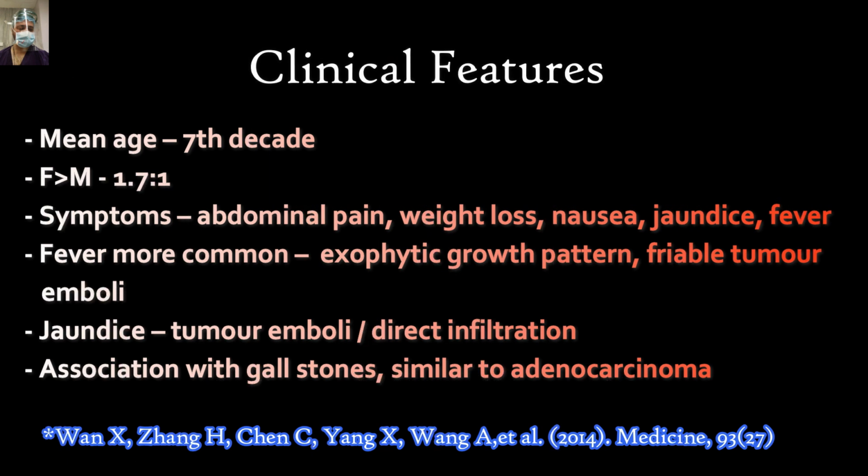The mean age of presentation is in the 7th decade. Female predominance is seen, as in all the hepatobiliary malignancies. The symptoms are abdominal pain, weight loss, nausea, jaundice, and fever. Fever is more common because of the exophytic growth pattern and friable tumor emboli. The patient can present with jaundice because of the tumor emboli and direct infiltration, which I will discuss more. And there is association with gallstones, similar to adenocarcinoma. So the presentation is a bit late, in the 7th decade, as compared to the 6th decade in GBC.